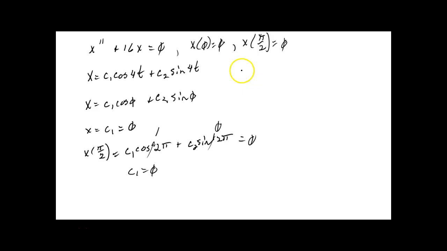Your function then would just be x is equal to C2 sine 4t. And guess what? Even though you used your two boundary conditions, you still eliminated only one of your parameters. So you still have a one-parameter system. This has an infinite number of solutions. Any C2 you want to put in there is going to work for that differential equation and those boundary conditions. You do not have a unique solution.